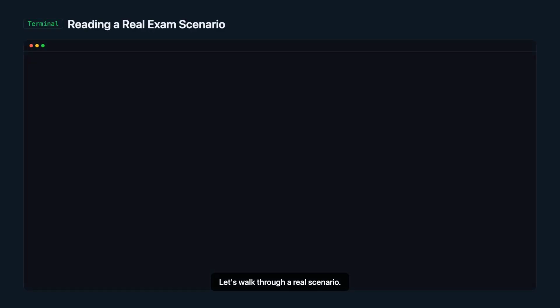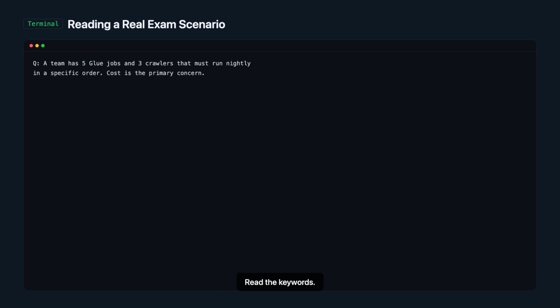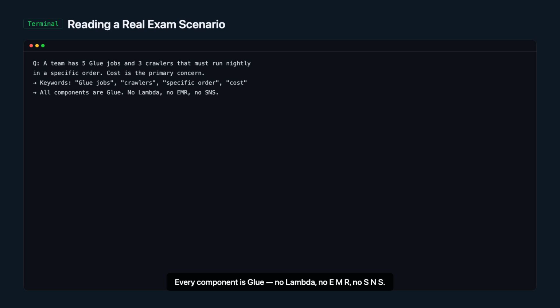Let's walk through a real scenario. The question describes 5 Glue jobs and 3 crawlers that must run nightly in a specific order with cost as the primary concern. Read the keywords: Glue jobs, crawlers, specific order, cost. Every component is Glue, no Lambda, no EMR, no SNS, so the answer is Glue workflows with a scheduled trigger.